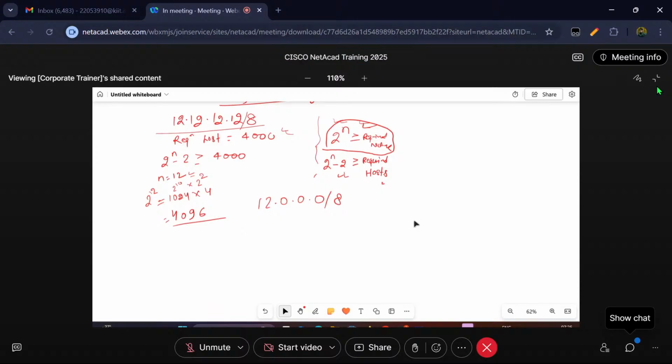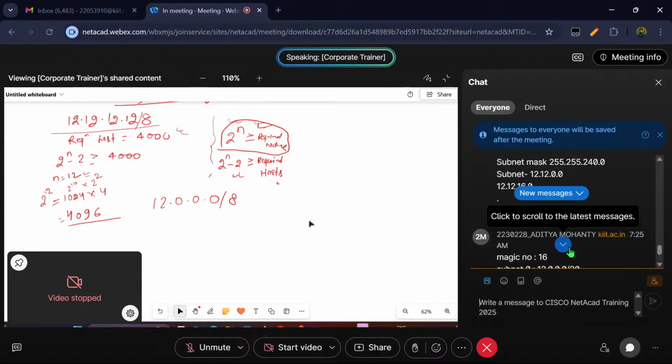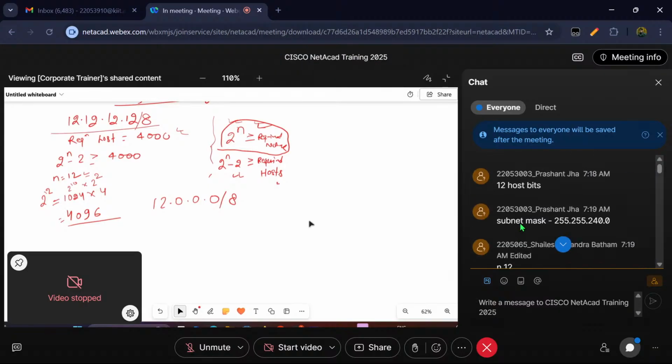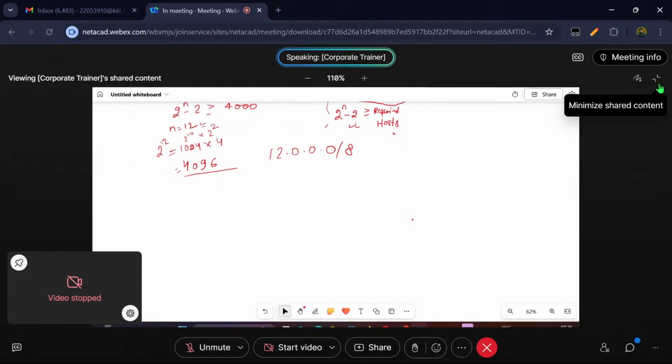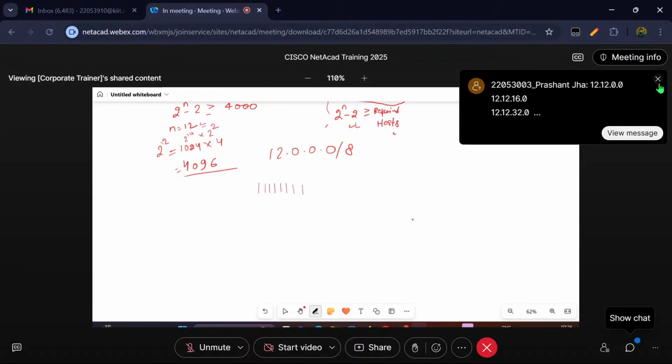Audible? Yes, sir. So just look here, 12.0.0.0/8. Okay, that is our network ID, and we have to make 12 bits from right to left 0. The remaining bits we have to make 1. So how do we do that? First of all, just write the subnet mask for class A. So there will be 8 bits 1 initially, and the rest of the bits will be 0.